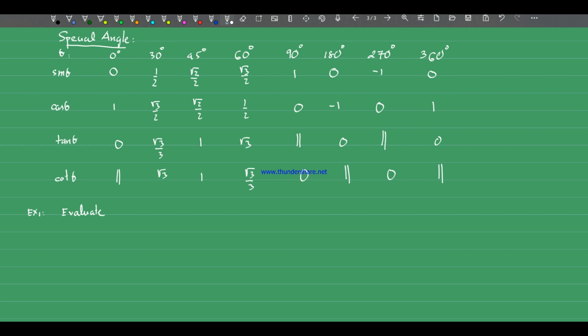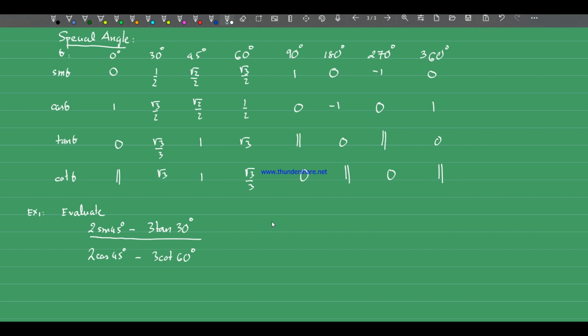Evaluate. So over here, I want to evaluate this: 2 sine 45 degrees minus 3 tangent 30 degrees, over 2 cosine 45 degrees minus 3 cotangent 60 degrees. So everything is in terms of degrees now.